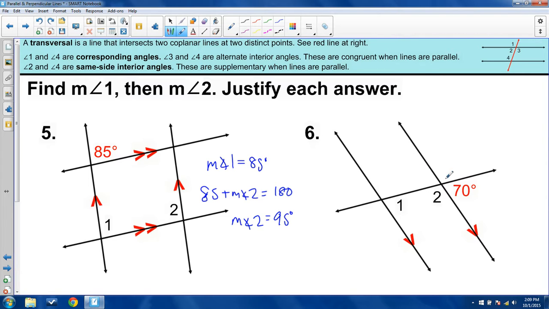All right, number 6, I'm going to do angle 2 first, just so we talk about something different. 70 and angle 2 are a linear pair. They are adjacent angles that form a straight angle. So when you add them together, they are supplementary. They should add up to 180 degrees. So 70 plus the measure of angle 2 is 180 degrees, so the measure of angle 2 is 110. Now the measure of angle 1 plus the measure of angle 2 is also 180 degrees, and you could solve for it that way. But 70 and 1 are corresponding congruent angles, so angle 1 is 70 degrees as well.